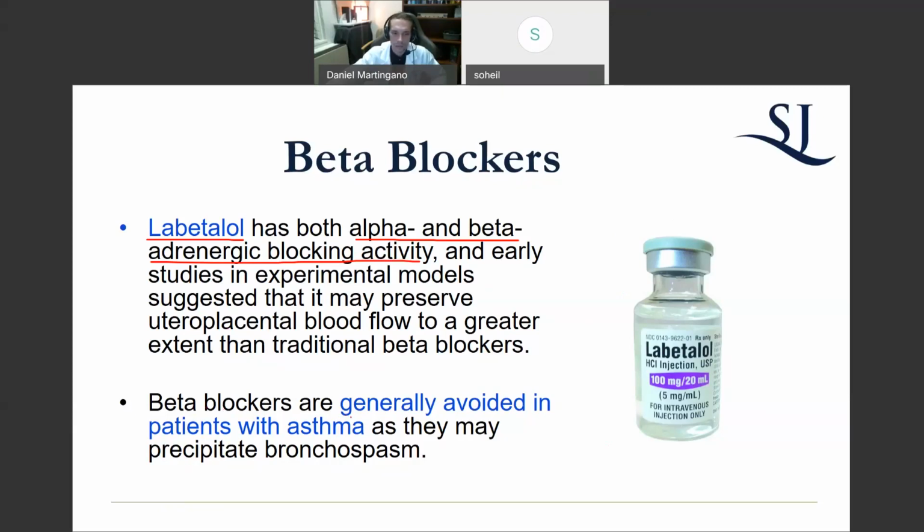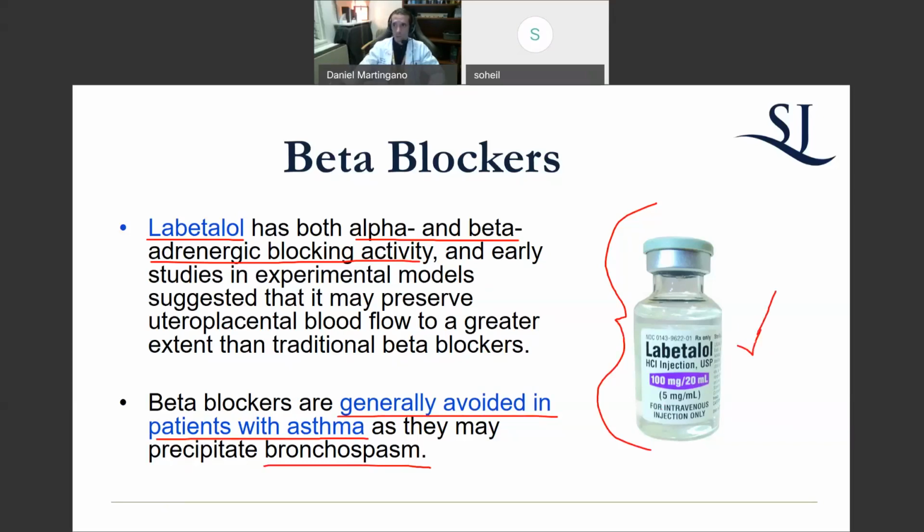Beta blockers are usually avoided in patients with asthma because they could precipitate bronchospasm. So if you're a patient with asthma, you're not going to use labetalol as your oral antihypertensive of choice. When we talk about the IV antihypertensive, labetalol is also one of those options, so you're going to avoid it in asthmatics as well.